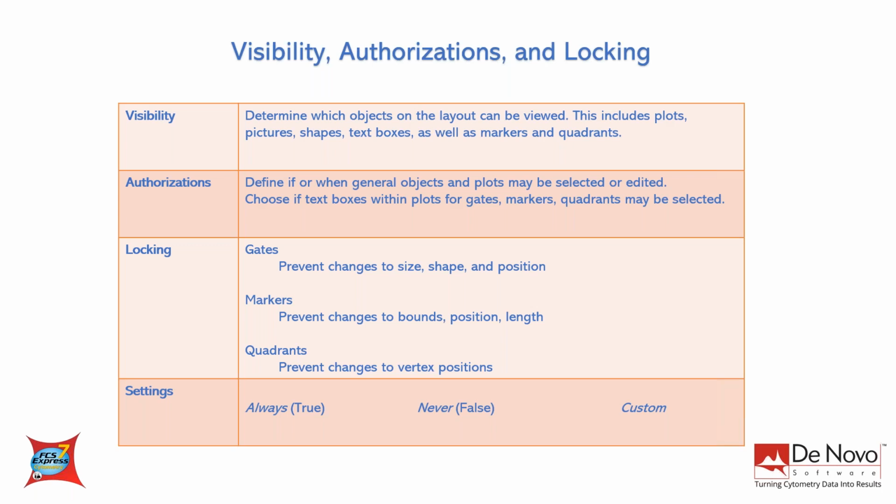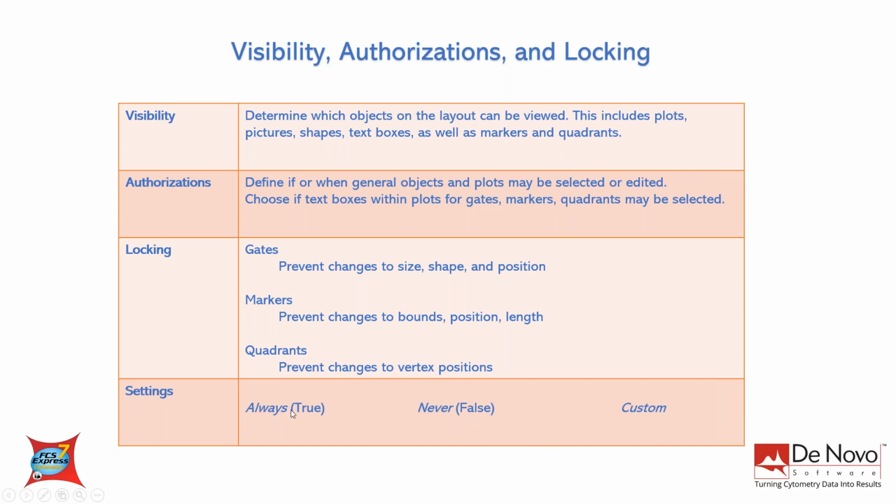For custom, you can create a conditional statement, basically using tokens and other kinds of formulas in FCS Express that's going to evaluate to true or false. If the statement evaluates to true, that object would be visible. If false, it would be hidden. And as you update the values the token is based on, maybe that's a percentage gated and you end up moving your gate, that token will be reevaluated in real time, and the visibility of the object will then be updated on your layout.